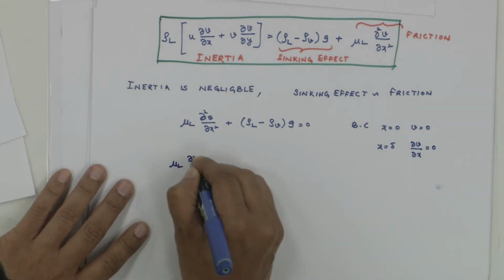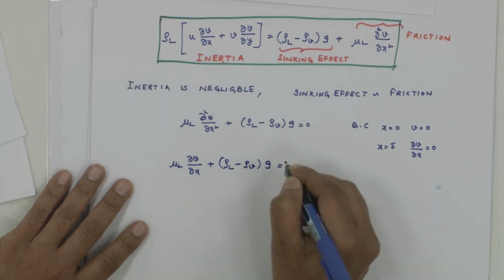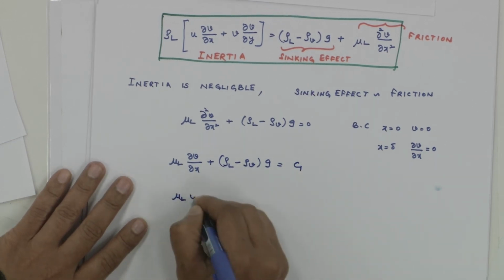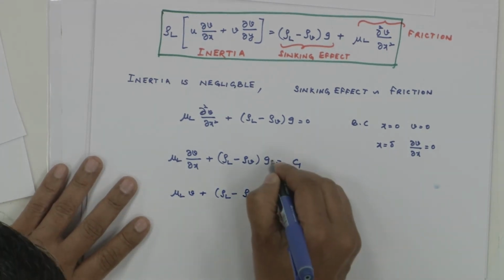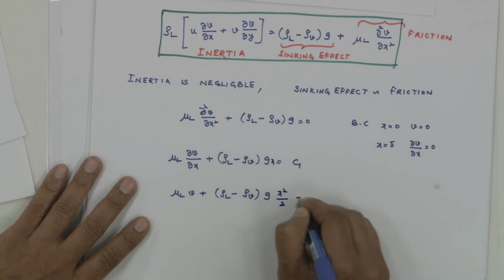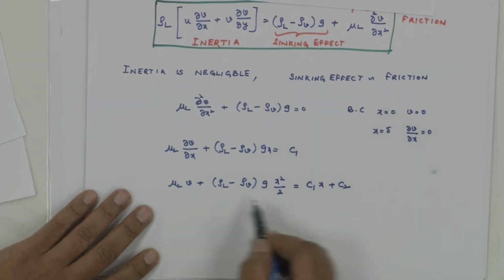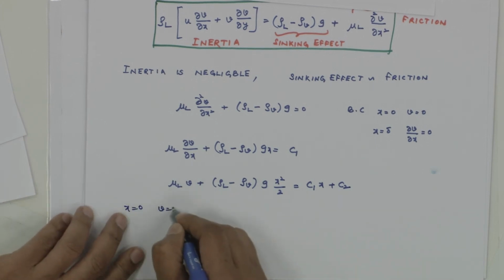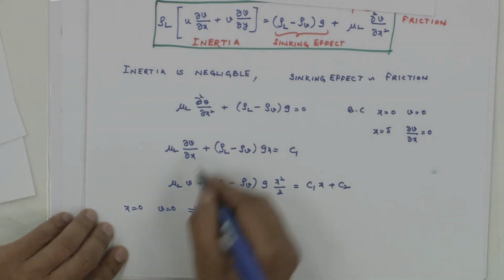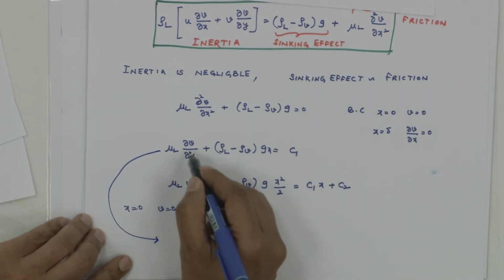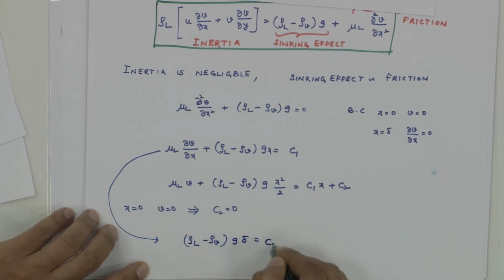So let me integrate this. Mu L del v by del x plus rho L minus rho v into g into x equal to C1. Again integration: mu L v plus rho L minus rho v into g into x squared by 2 equal to C1 x plus C2. Now at x equal to 0, v equal to 0 implies that C2 equal to 0. Now at x equal to delta, del v by del x equal to 0, that is, rho L minus rho v into g into delta equal to C1.